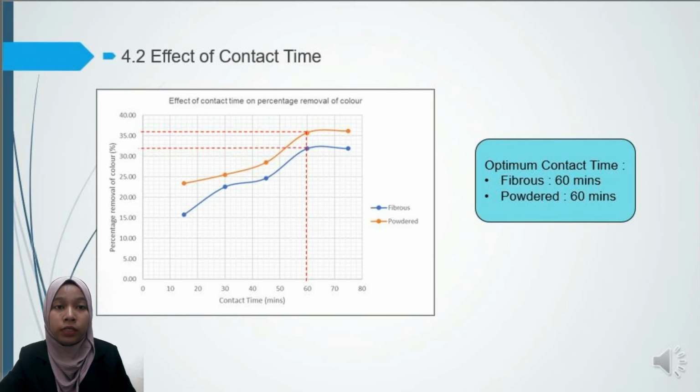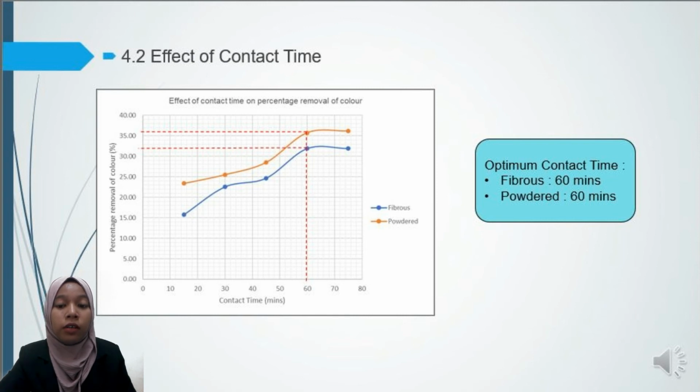So for the study of contact time, the optimum dose which have been successfully determined in previous study were used, which is 6 g per 250 ml for fibrous and 4 g per 250 ml for powdered sugarcane bagasse. The optimum adsorbent doses were mixed with 250 ml of Batik effluent in a conical flask and shook by the orbital shaker at 100 rpm. At the desired time interval, the sample was withdrawn from the conical flask and tested for its color adsorption by using UV spectrophotometer.